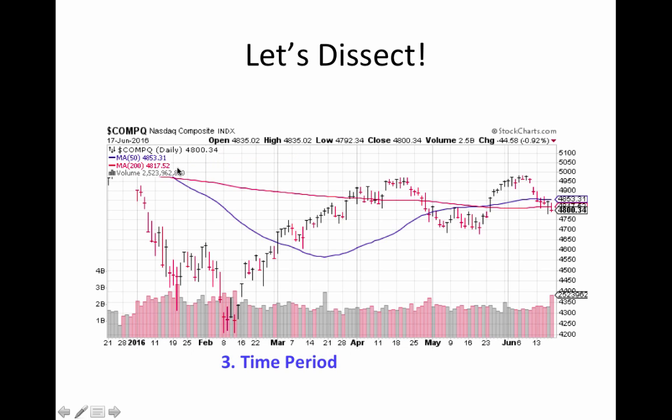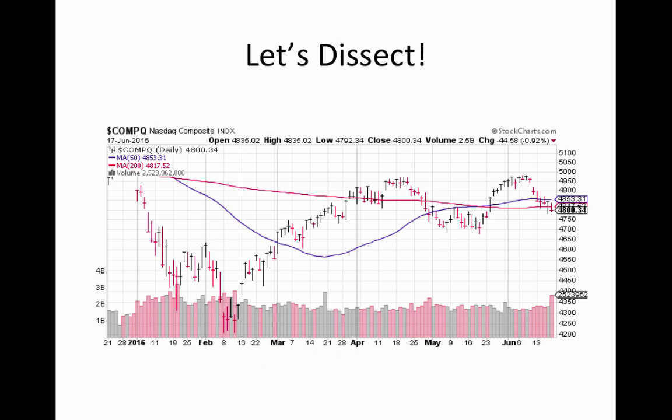Next, we are looking at the time period. The x-axis always displays the time period. Okay, this is your x-axis. If you view the dates from left to right, you will find that we are using the charts from the month of December 2015 till the middle of June 2016.